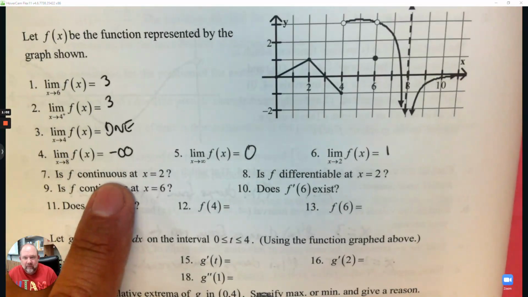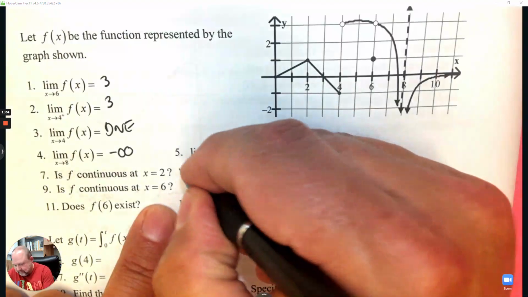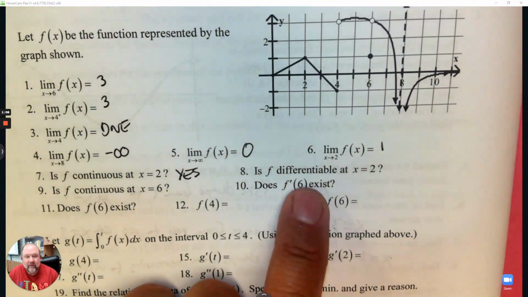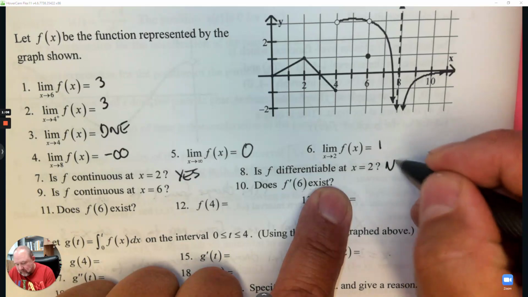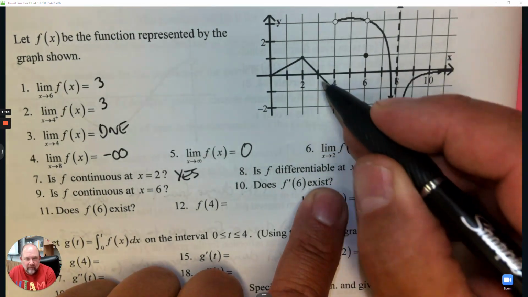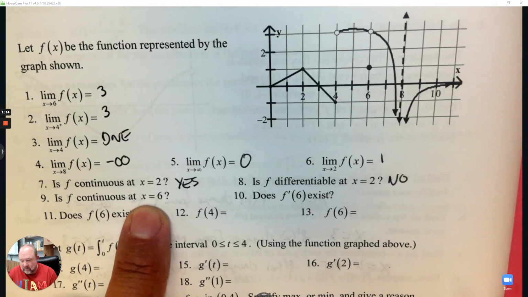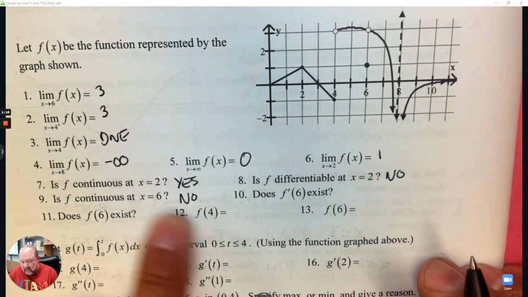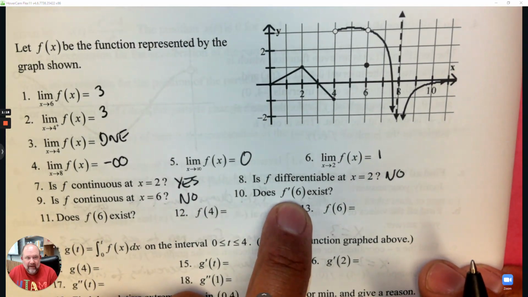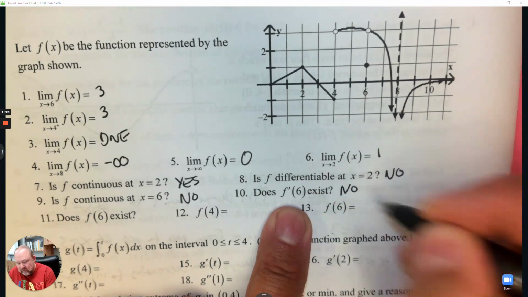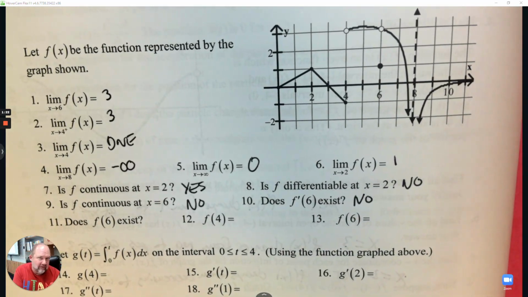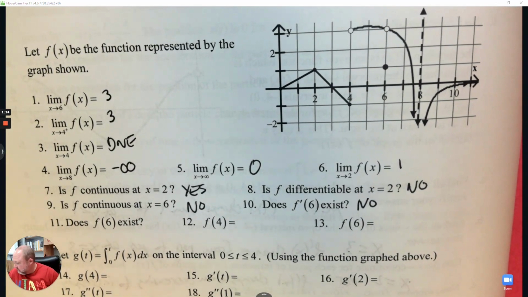Is f continuous at 2? Yes. Is it differentiable at 2? No. We have a corner or a cusp where the left and the right don't agree what the answer is for the derivative. Is it continuous at 6? No. Does the derivative exist at 6? No. It can't exist where it is discontinuous. It has to be continuous for the derivative to exist.